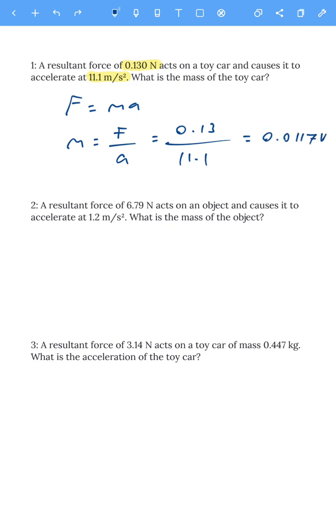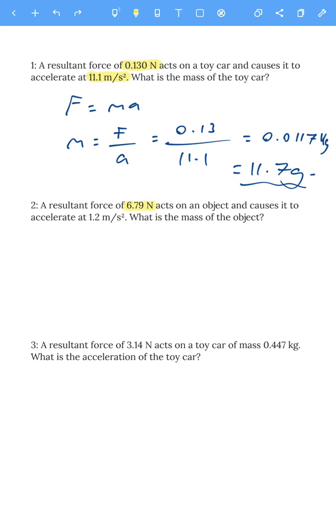0.0117 kilograms. I suppose we could times that by 1,000 to get that into grams, and that would give it an absolutely massive 11.7 grams. I'm not an expert in toy cars, but it doesn't seem a lot. It's a big acceleration though. Remember, gravitational acceleration on the surface of the Earth is 9.8 meters per second squared. So look at the next one anyway.